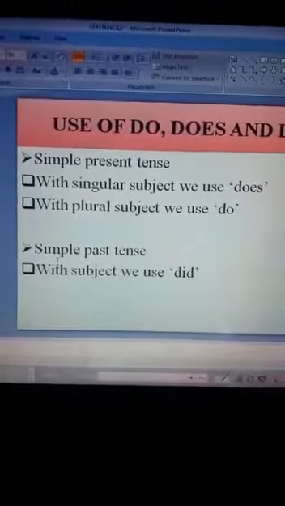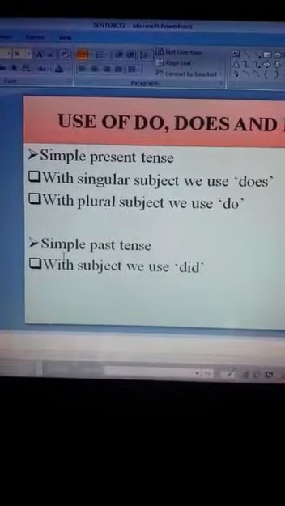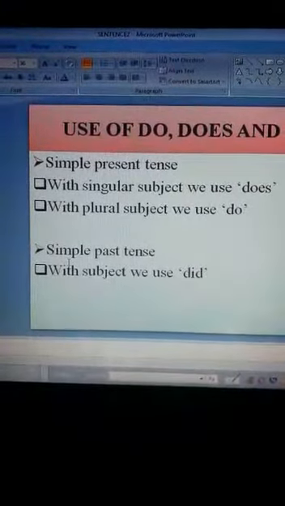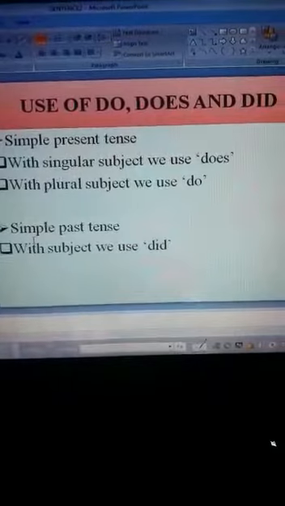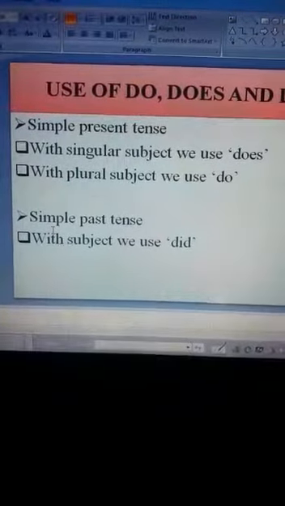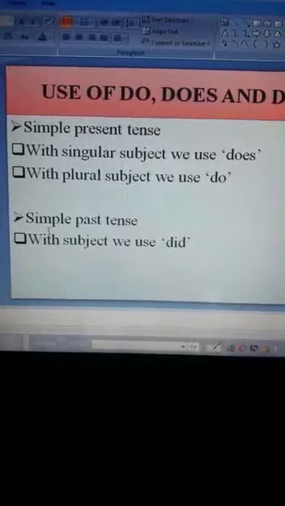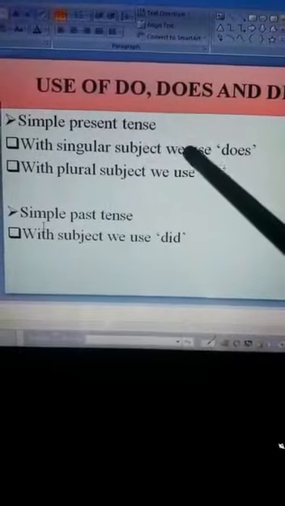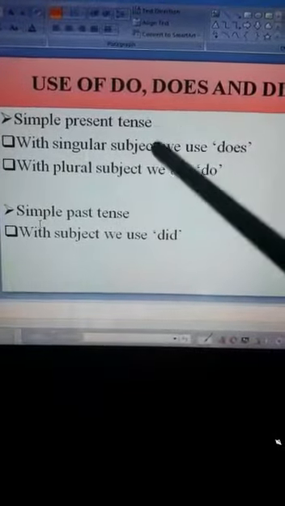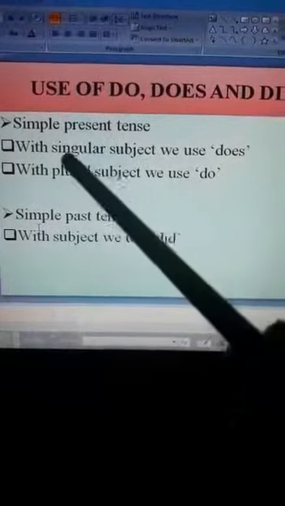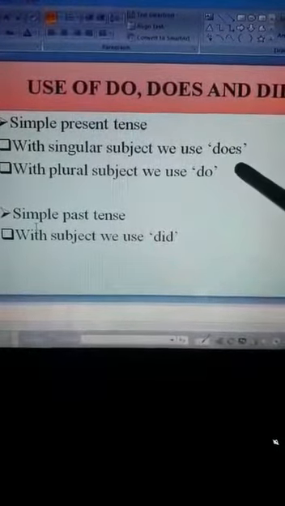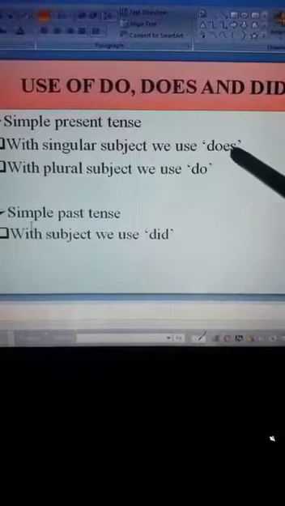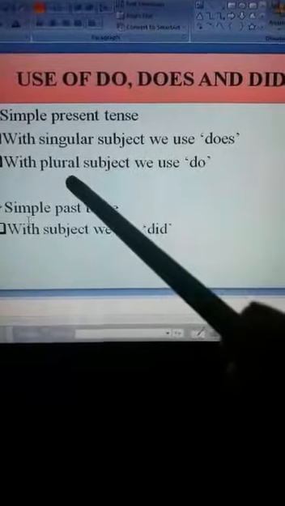Yes, dear students. Next is when the sentence does not have a helping verb, how will you convert a positive sentence to negative? Then comes the use of do, does, and did. In that case, we need to identify the tense, whether the sentence is in present tense or past tense. If the sentence is in present tense, I told you when we discussed tenses also that with the singular subject we use does.